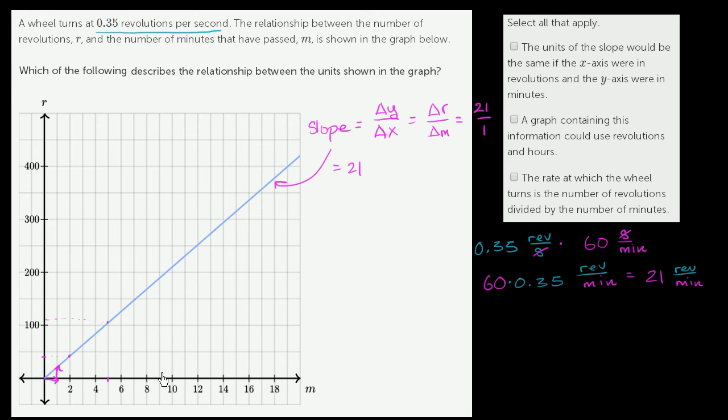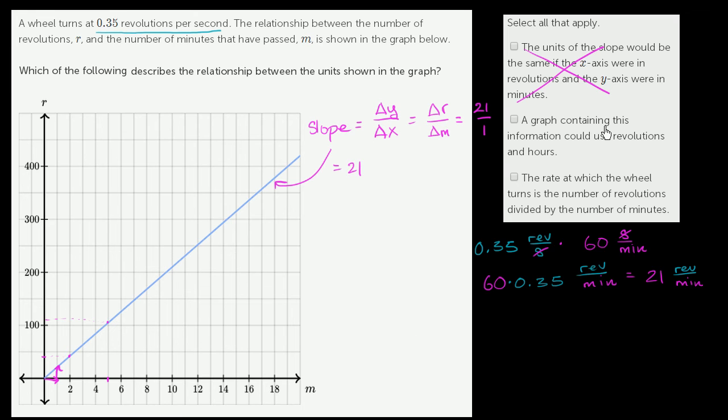If you change the axes, if you made the vertical axis be time, and if you made the horizontal axis be revolutions, then your slope would be the reciprocal of this. It would be change in time over change in revolutions. It would be 1 over 21. So it's definitely not going to be the same slope. So that is definitely not true.